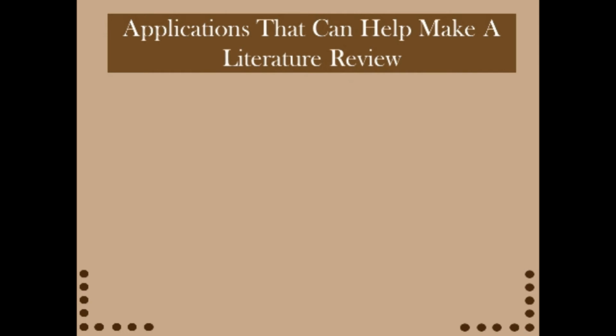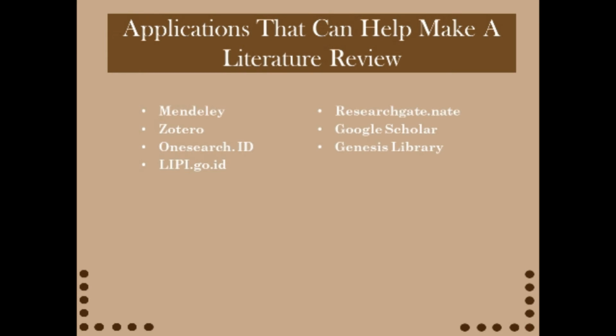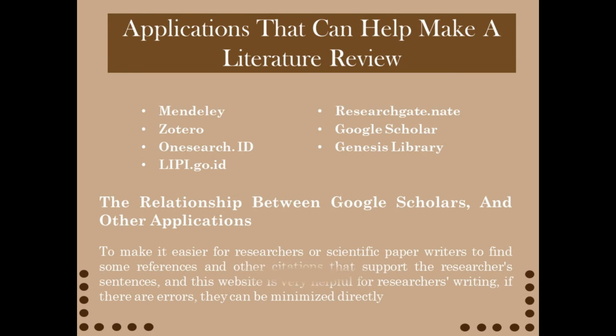Okay, now I will explain about the applications that can help make a literature review: Mendeley, Zotero, OneResearch.id, Libby.go.id, ResearchGate.net, Google Scholar, and the last is Genesis Library. And this is about the relationship between Google Scholar, ResearchRabbit, and the other applications and websites that have been mentioned with the literature review: they make it easier for research or scientific paper writers to find references and other citations that support the research.